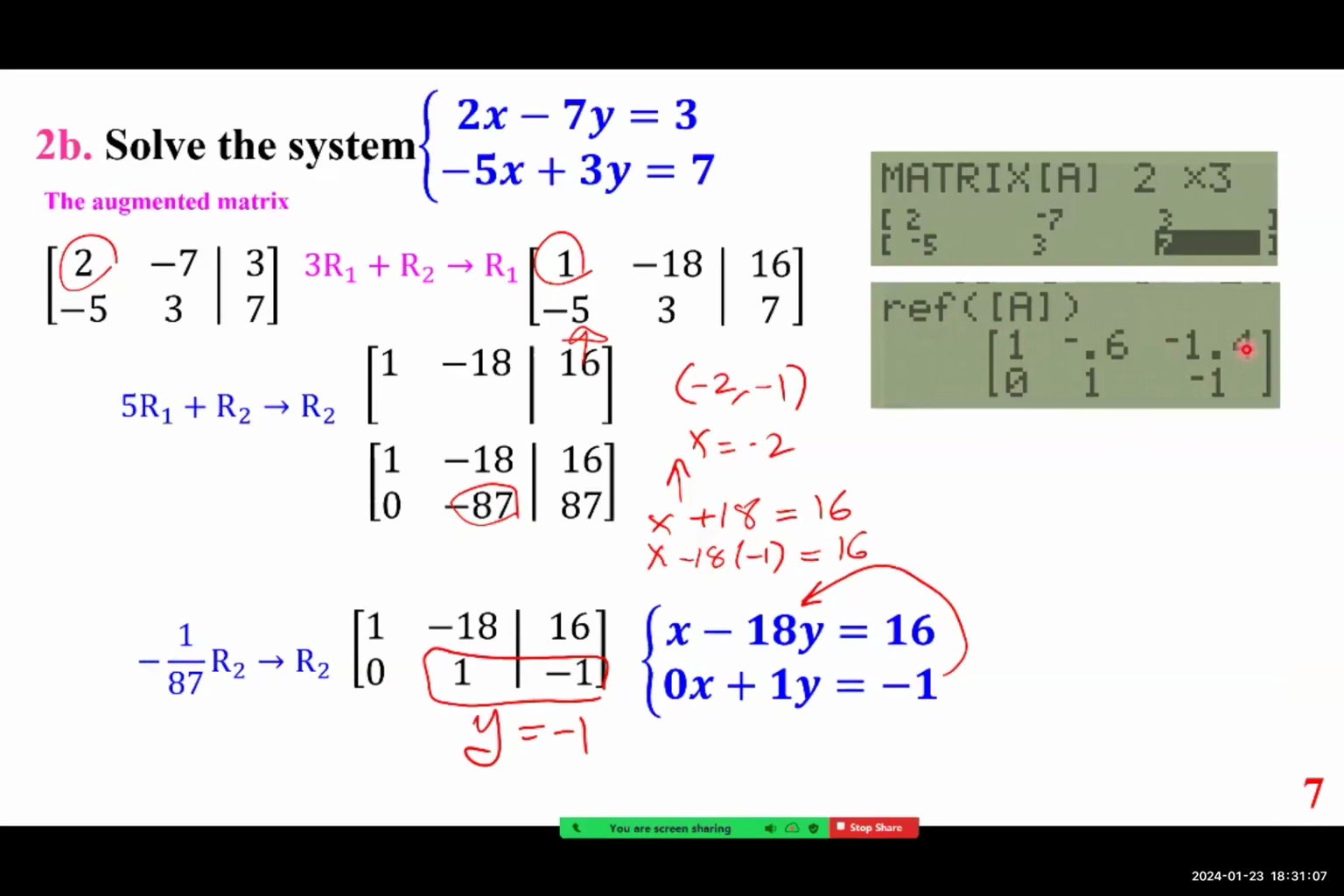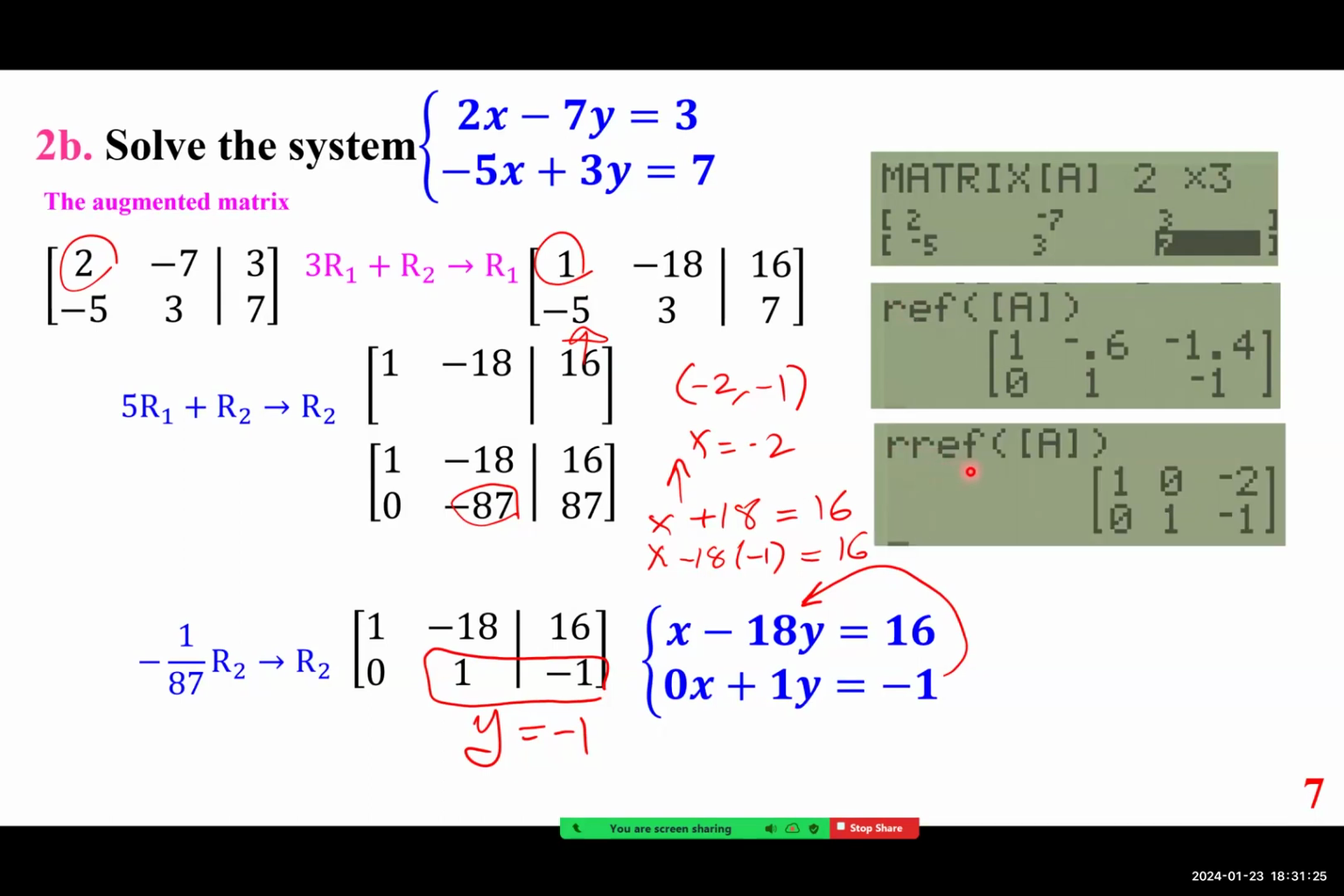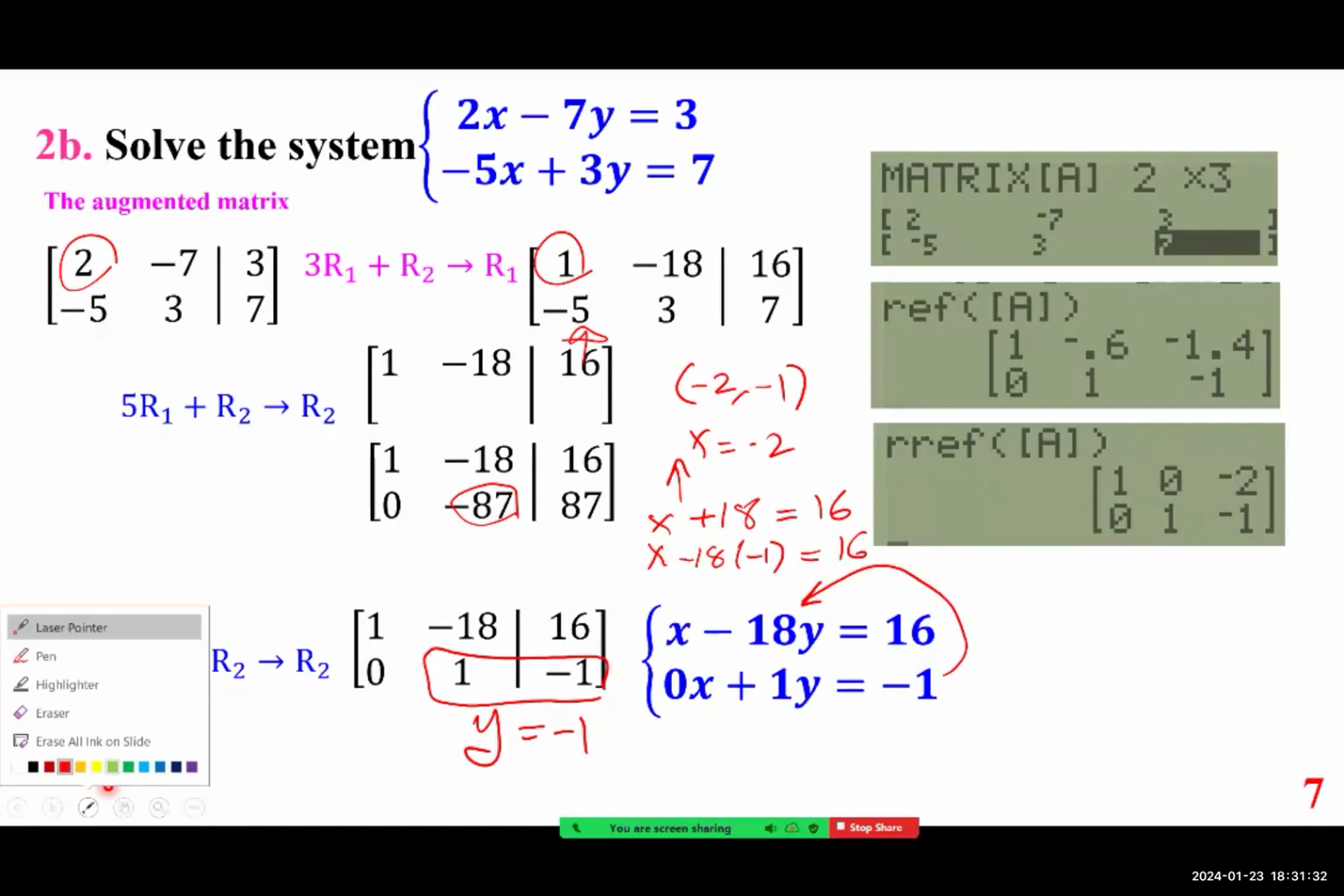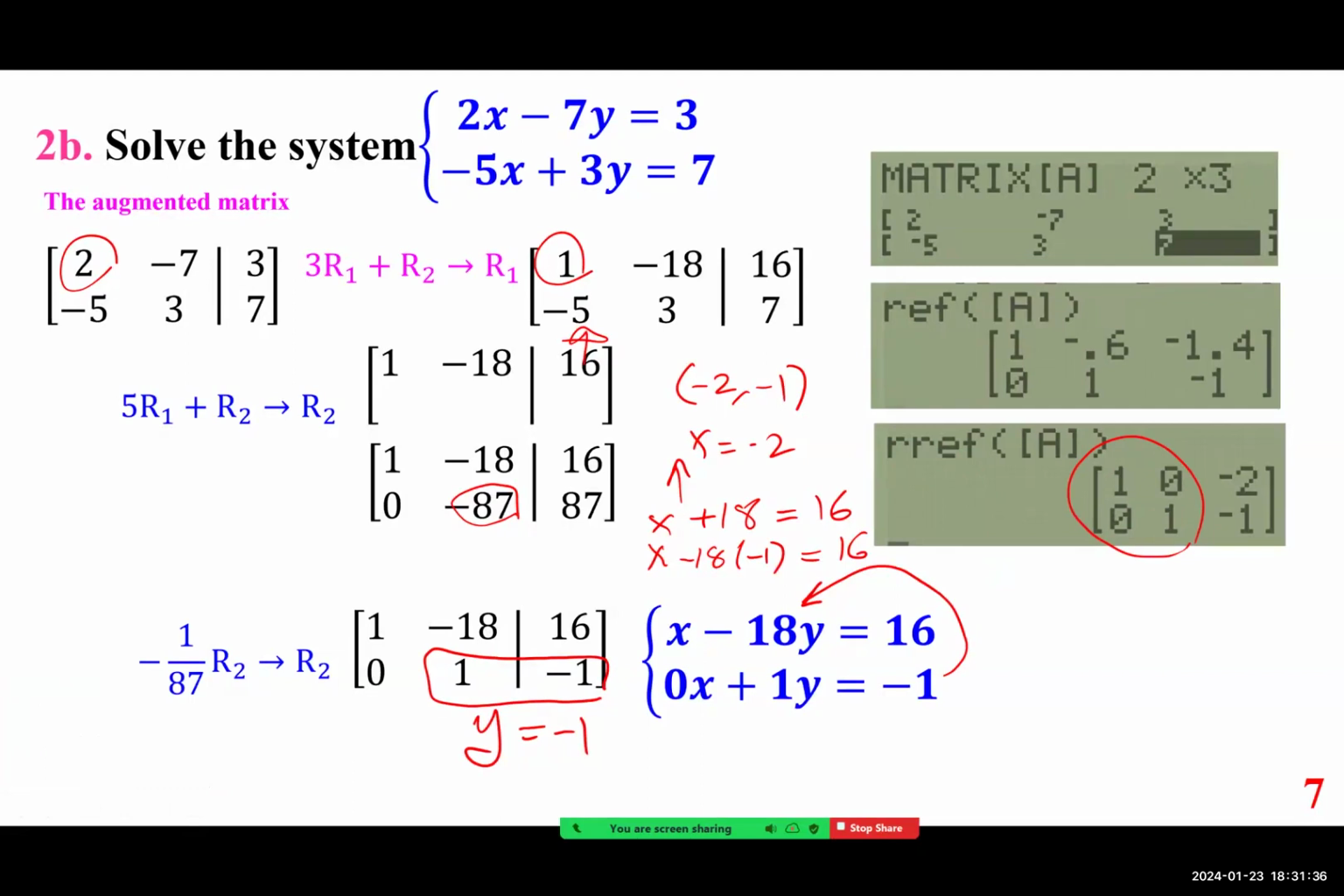And you can put it into this now, x minus 0.6 y equals negative 1.4, solve it. Or you can go to the original one. Either way makes no difference. Now, instead of ref, if I put rref, okay, which means reduced row echelon form, I get this one. This is an identity matrix, everybody. This one is an identity matrix. And this is the solution. X is -2, Y is -1. So our rref will finish the job for you. rref gives you one of the solutions in this case, okay? So that's the difference.